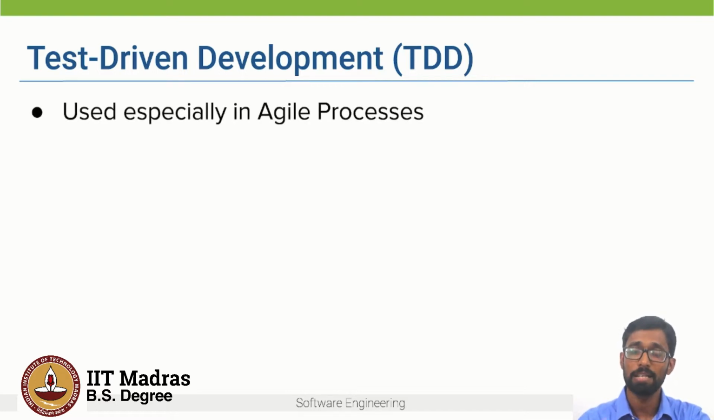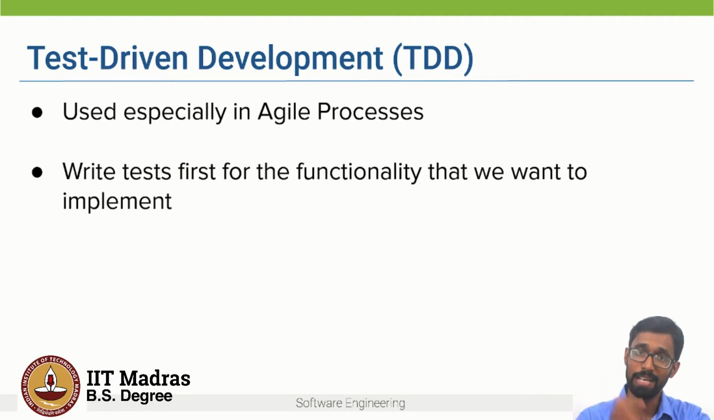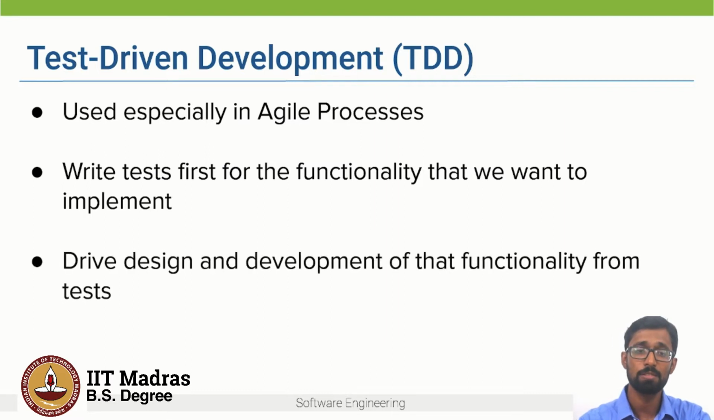But another strategy which is used especially in agile processes is this technique known as test-driven development, or TDD. So in TDD, we write tests first before even implementing the functionality that we want to implement, right? So we write tests first for the functionality, and then we go about implementing that functionality. And as the name suggests, we drive design and development of that functionality from tests.